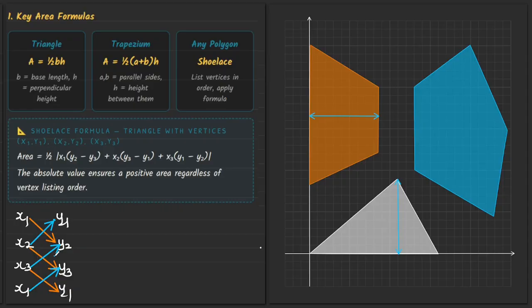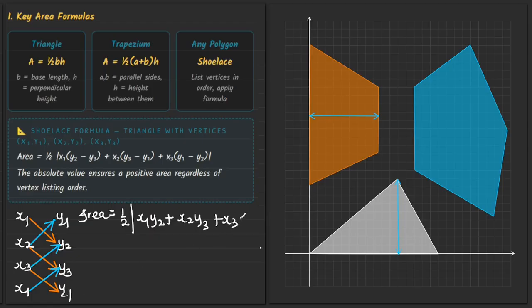You see, if you are lacing your shoe, this is the pattern you form. All right. So we say the area of any polygon at all is equal to 1/2 the absolute value. We use absolute value because area can never be negative, you see. So following this direction, we have x1 times y2, plus x2 times y3, then plus x3 times y1.